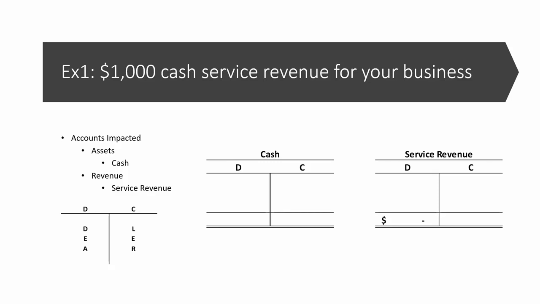In this case, the cash and service revenue accounts are impacted, which are assets and revenue accounts. Cash is increased by $1,000. Revenue is increased by $1,000. Referencing DC Dealer, asset accounts are increased by a debit entry. Conversely, revenue accounts are increased by a credit entry. Because of this, we know that we have to debit cash by $1,000 and credit service revenue by $1,000. Let's move on to the next example.